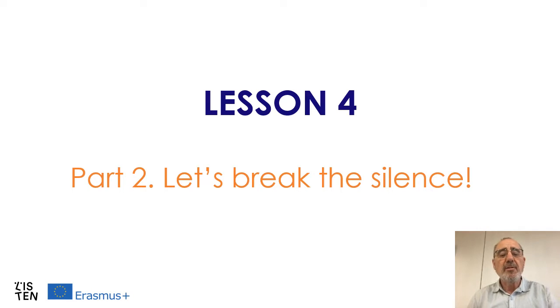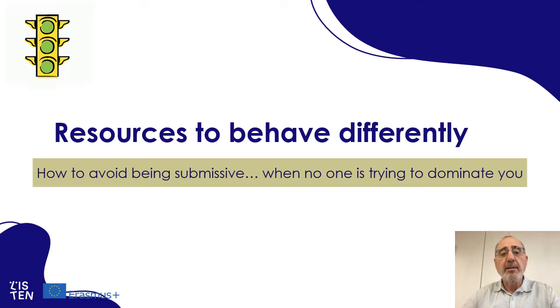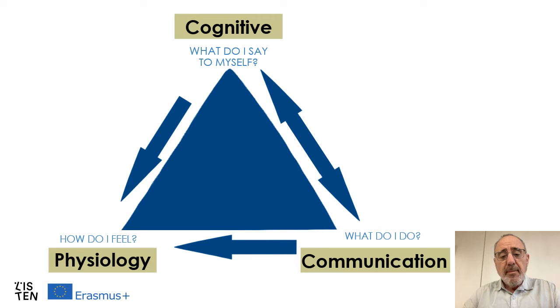In this second part of lesson 4, we'll try to learn how to break the silence, which means how to stop being submissive, especially when no one is trying to dominate us. In psychology, it's a very common strategy to represent behavior as the triangle we're looking at on the screen, and then we can analyze this triangle, the behavior, from 3 different levels of analysis.